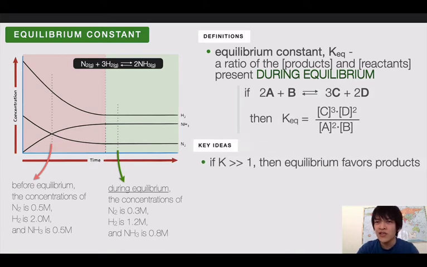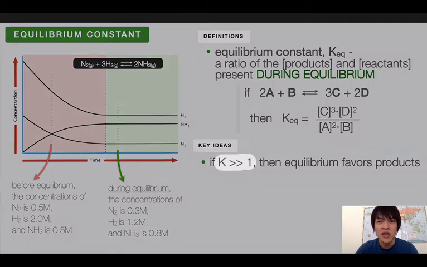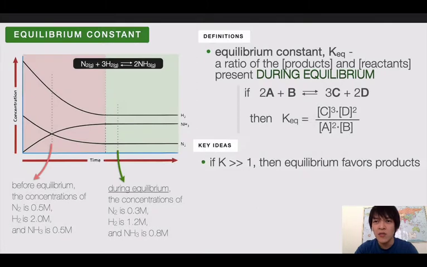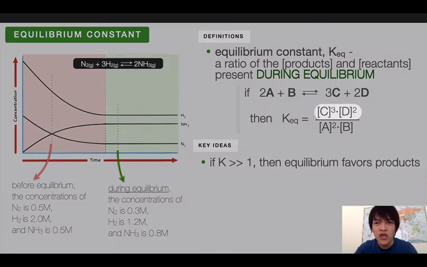Here are a few key ideas that I want you to be able to deduce from the equation. If you calculate the K value and it turns out that it's a lot bigger than 1, that means that during equilibrium, there are a lot more products because the numerator part of the equation, which was the products, must be bigger.